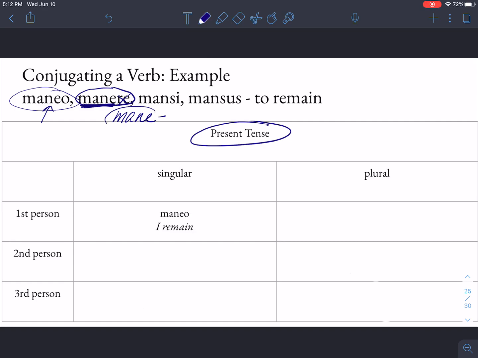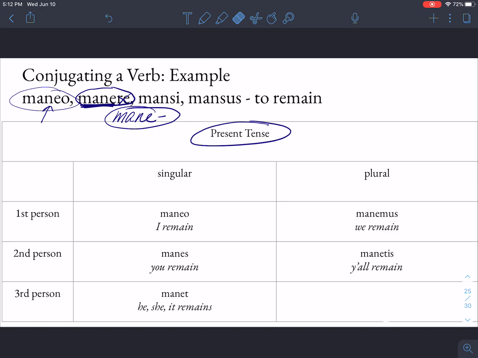Now we can use our stem and add our present tense endings. Manes, meaning you remain. Manet, he, she, or it remains. Manemus, we remain. Manetis, y'all remain. And manent, they remain. Now please note that I put the form and the translation for each. That's what I'm expecting you to do when you conjugate a verb as well.